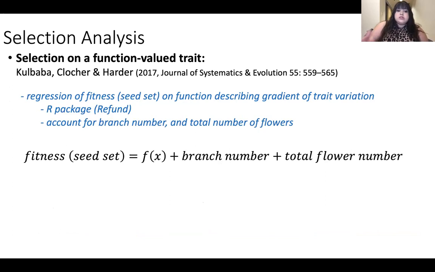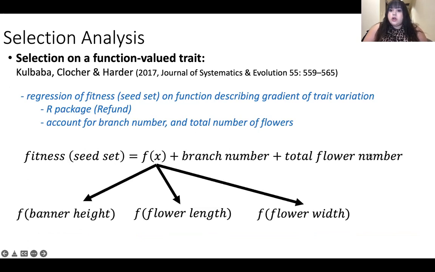So here, using this selection analysis, we did use the R package refund for the functional regression. And here you could see the function is going to be the fitness, which is going to be the seed set, and it also does account for the branch number and total number of flowers. But as you can see, our function here does use our floral traits, so it's going to be our banner height, flower length, and width. Here we were able to select it to see how each individual trait measured, and it gave us our data.